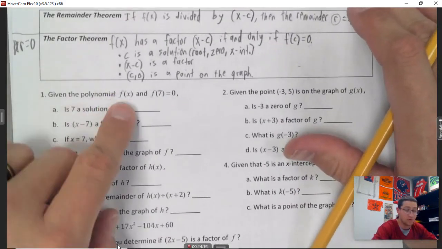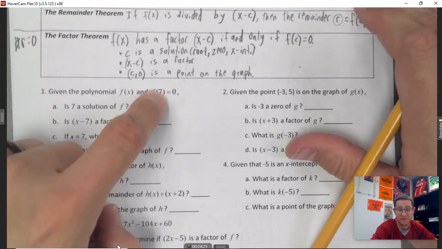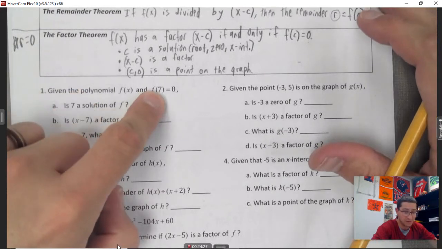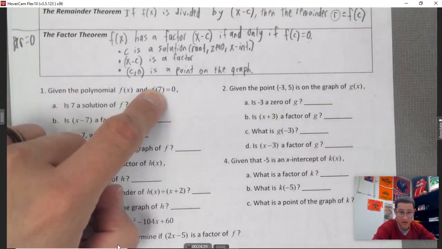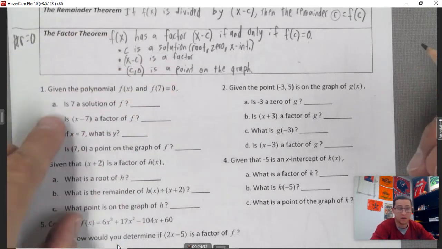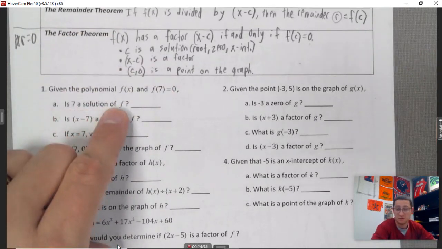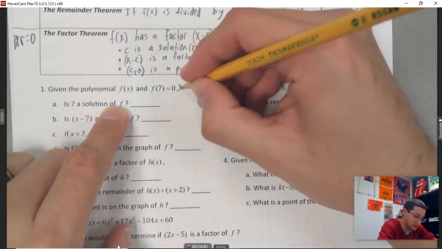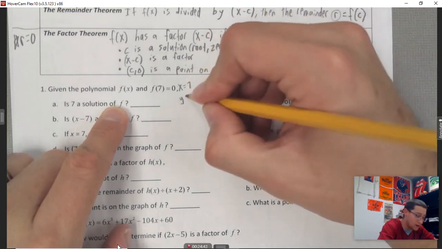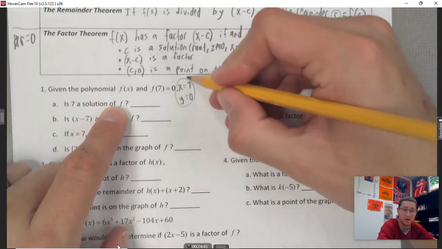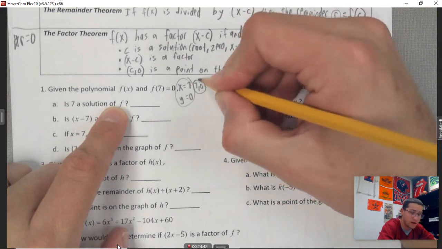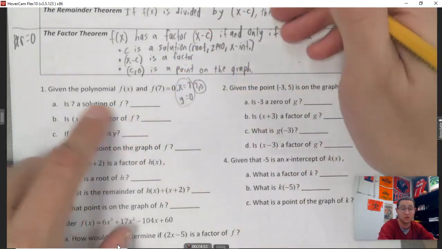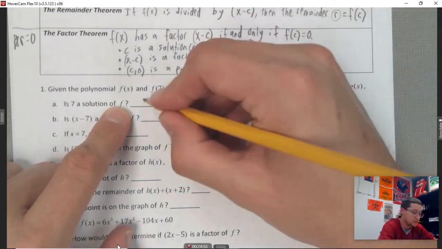All right, so given the polynomial f of x, and f of 7 is 0. So when I input x equals 7, I get out 0. Something to keep in mind. Is 7 a solution of f? Yes, f of 7 is 0. My x is 7. Maybe we can write this. My x is 7, my y here is 0, and that's a coordinate. (7, 0) is a coordinate on that graph. I'm just pulling out some information from that statement. So is 7 a solution? Yes, it's an x-intercept, so it is.